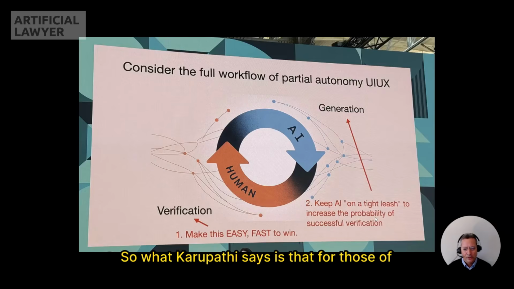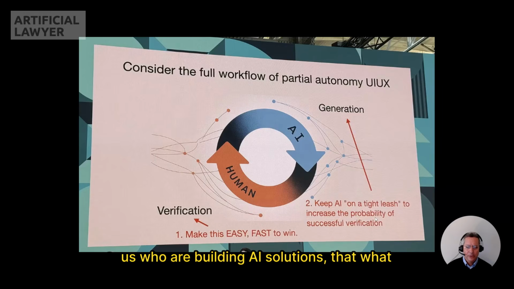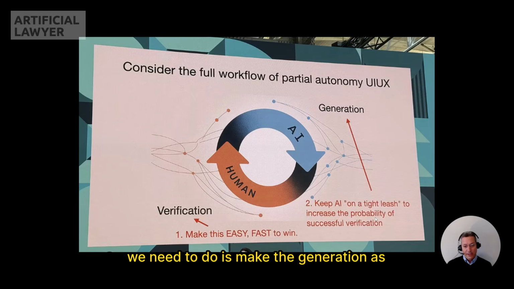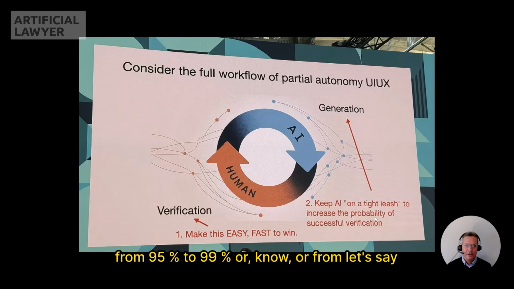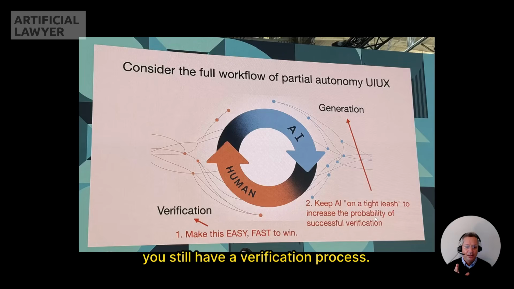So what Karpathy says is that for those of us who are building AI solutions, what we need to do is make the generation as good as we can. He calls it keeping AI on a tight leash to increase the probability of successful verification. I really like the way that he puts that, because what he's saying is that it's not about necessarily just reducing errors. It's about making verification successful. So if you reduce errors, let's say from 95% to 99%, or from, let's say, 5% to 1%, then you still have a verification process. And what you're trying to do is make sure that verification is fast and easy.